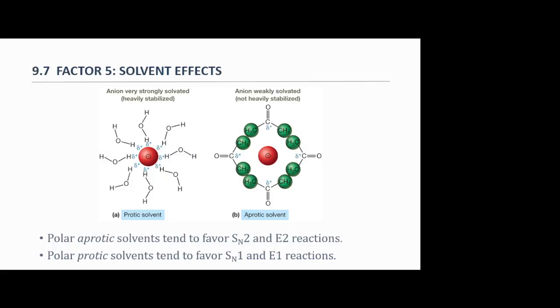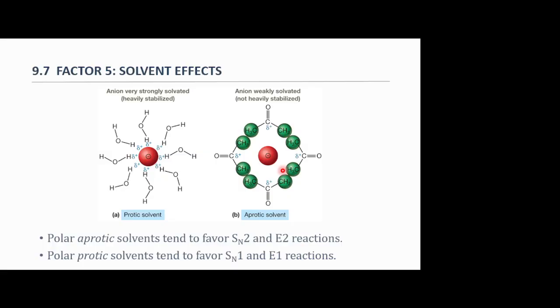Okay. So last time we left off, we had just talked about solvent effects on these reactions. When you have polar aprotic solvents, these are going to tend to favor the SN2 and E2 reactions. Polar aprotic solvents look like this right here. You'll have these anions, and they're only weakly solvated, so they're only weakly stabilized. You don't have as much stabilization of that anion.